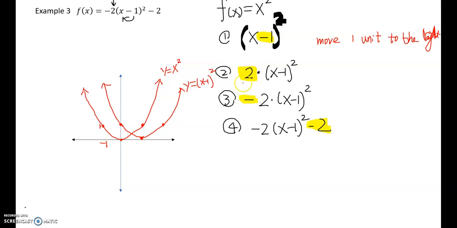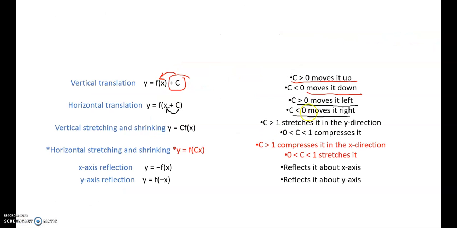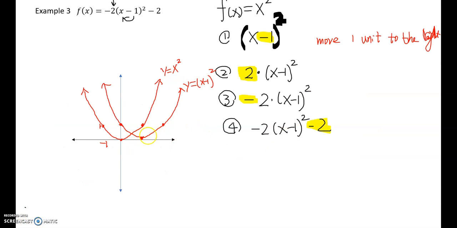Next step, we multiply by 2. If we remember that when we multiply by a number greater than 1, it's going to stretch it in y direction, which means vertically. So the next step, it's going to stretch the graph vertically. So you can kind of hold it and stretch it vertically. All right, so we're going to get something like that. We have so many of them, it's probably a little harder for us to see now. 2 times x minus 1 squared.